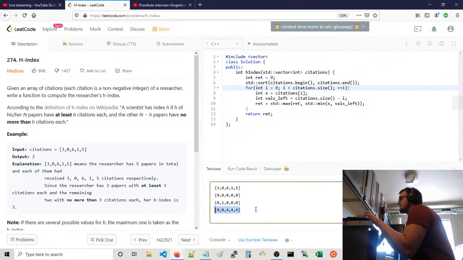Let's do some other examples. Some random stuff, I don't know. We could do some degenerate cases too, but I just want to do some random things just to see.